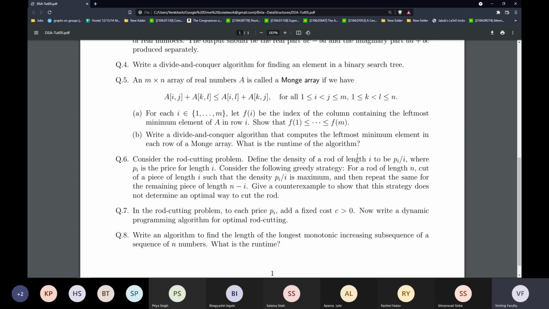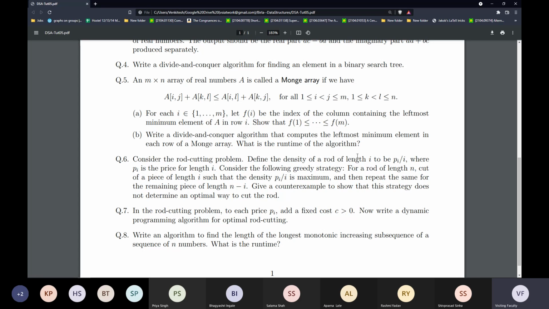Question number 7 is now really easy. Again it is about the rod cutting problem. You already know the algorithm for the rod cutting problem, where length i has price p_i. I want you to write a dynamic programming algorithm for optimal rod cutting, but this time there is a fixed cost C added to it. What does that mean? For every length i, the price is now p_i plus C. You understand? To each price p_i we add a fixed cost C.